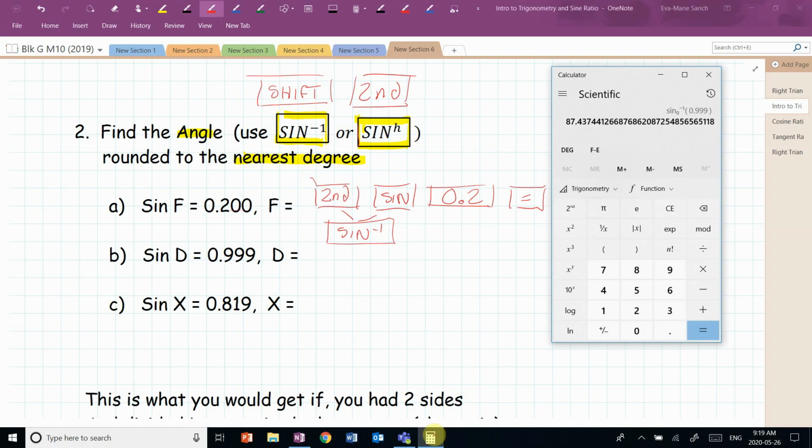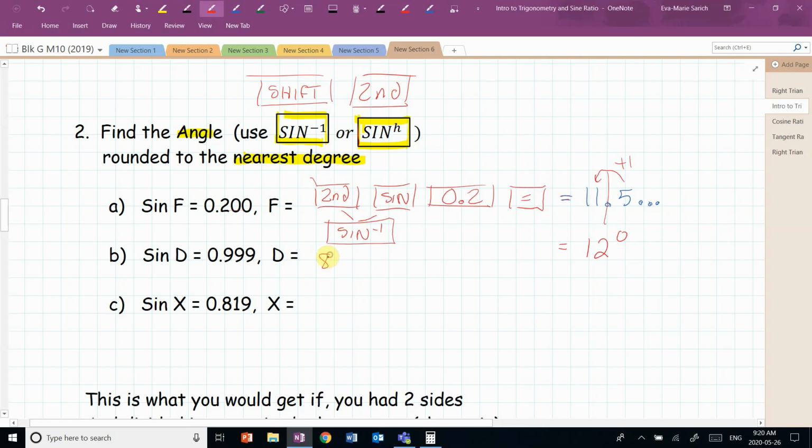87.437. So this is 87.4. Now remember, I'm cutting it off after one at the whole number. I have to look at this decimal to decide whether we're going to stay the same or add one. In this case, 4 or less means we just stay the same. So this becomes 87 degrees.